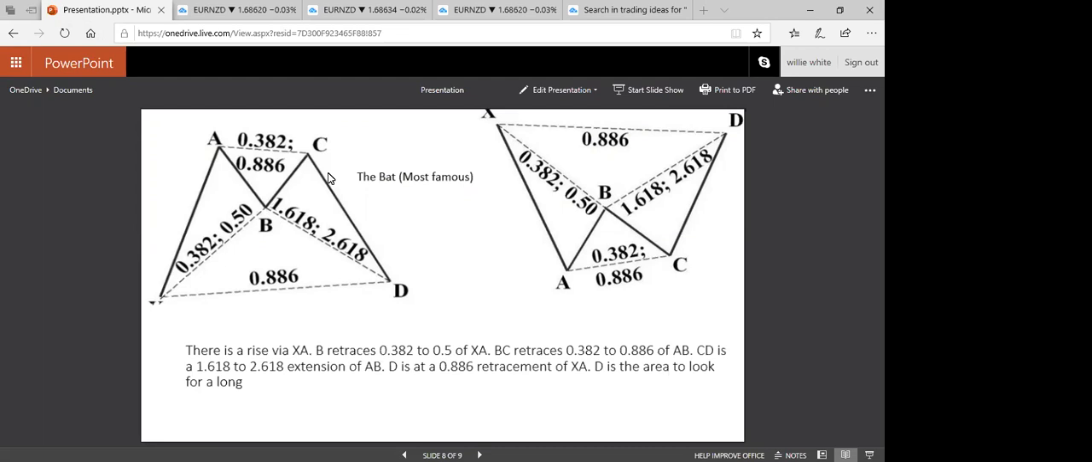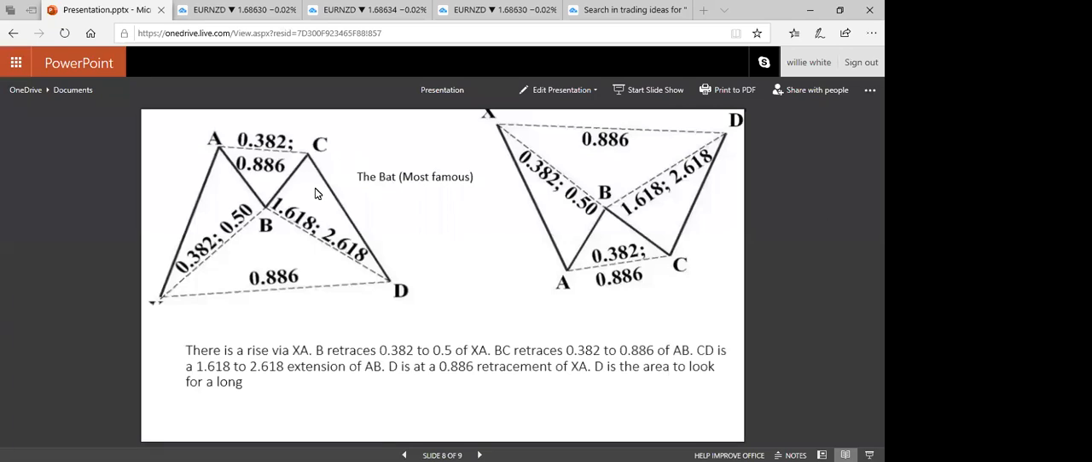CD is a 61.8 to 2.618 extension of AB. Well, really 1.618. But those are just numbers. But when you start realizing these numbers, they'll make sense when you get into Fibonacci, if you want to learn about that. I encourage you to learn about that, but I'm not going to go too much over that. Yes, so you do buy at the bottom of D. So if D is at the bottom, you buy, and if D is at the top, you sell. All right, and I'm going to go over that.